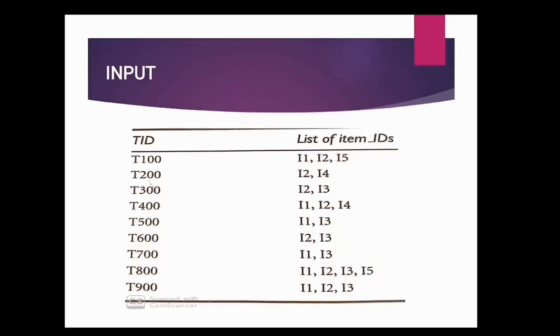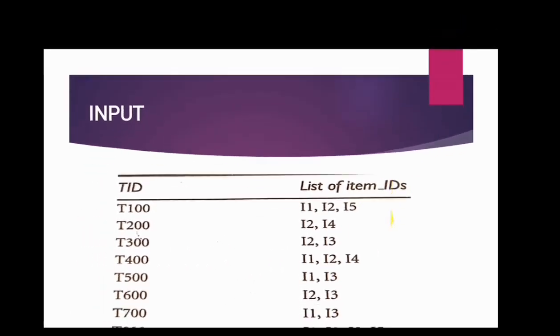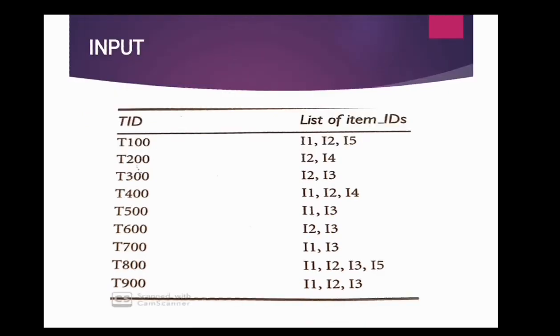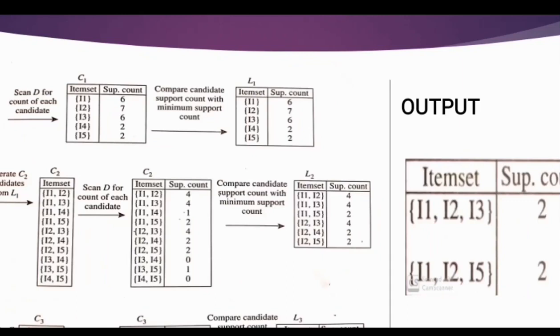For example, here is the input. We have given some transaction IDs and item sets, and here is the process. First we are using two measures. Here we are using support and confidence.